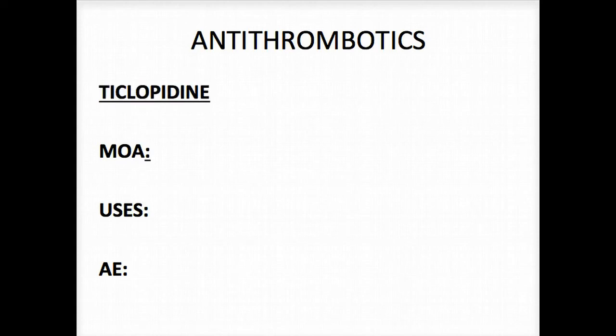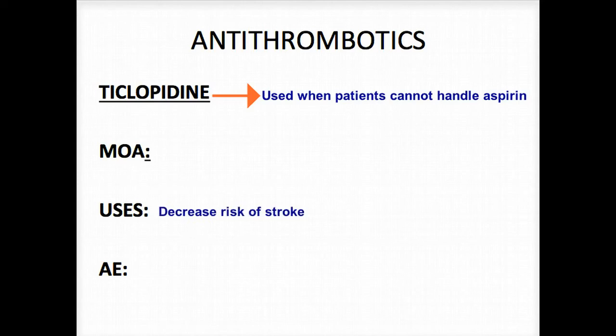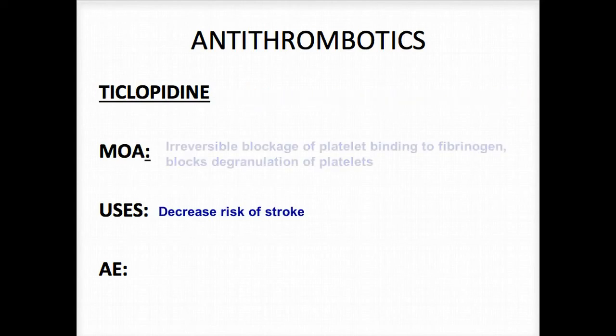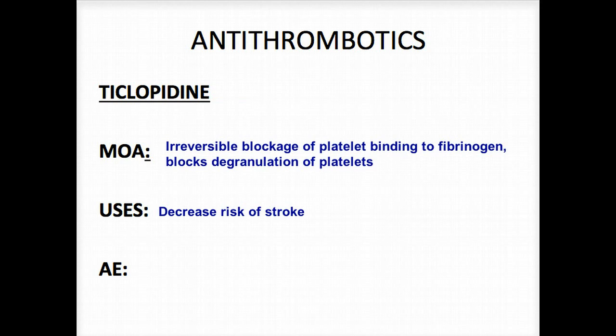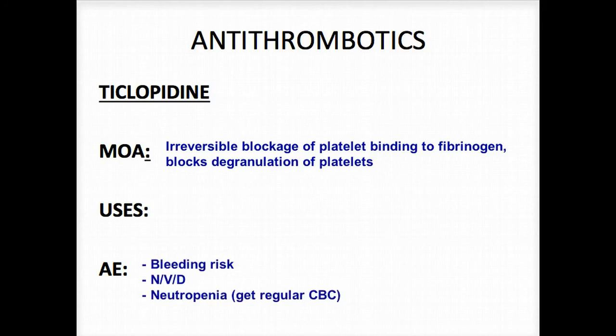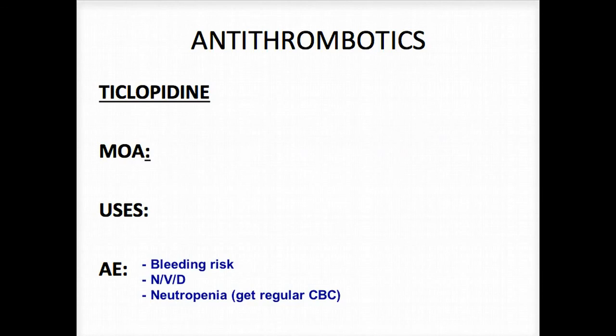Then we have ticlopidine, and this is a drug that we usually reserve for patients who simply cannot handle or tolerate aspirin. So its main use is going to be to decrease stroke risk in those who can't tolerate that drug. Okay, how does it work? It irreversibly blocks the binding of platelets to fibrinogen. Okay, it also blocks degranulation of platelets. Its adverse effects include increased risk of bleeding, as you'll find with all the antithrombotics, as well as very significant complaints in the nausea, vomiting, and diarrhea department.